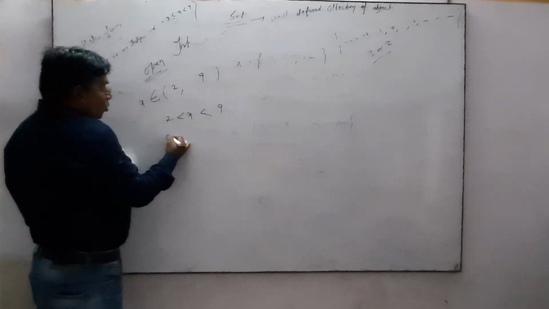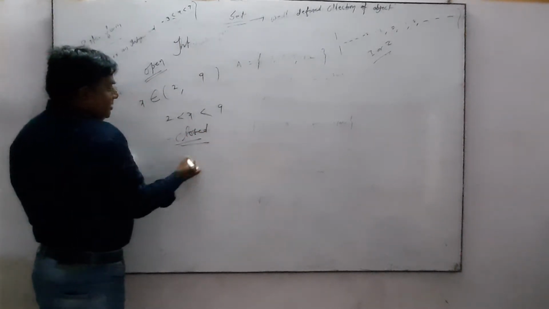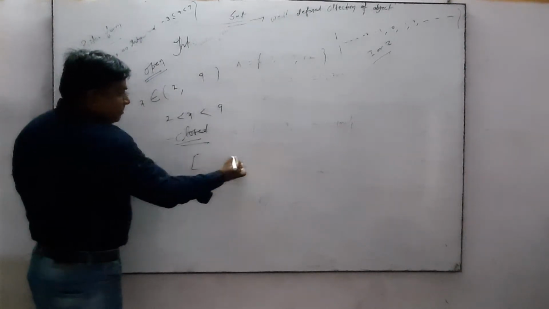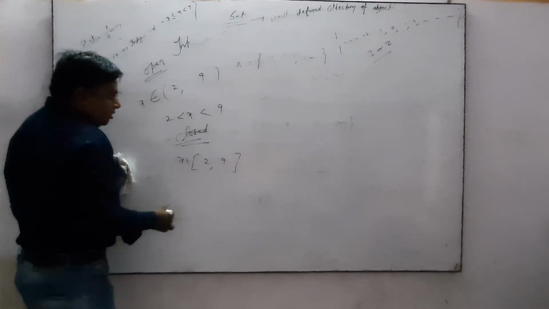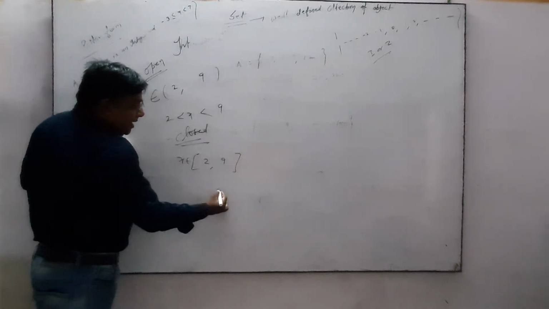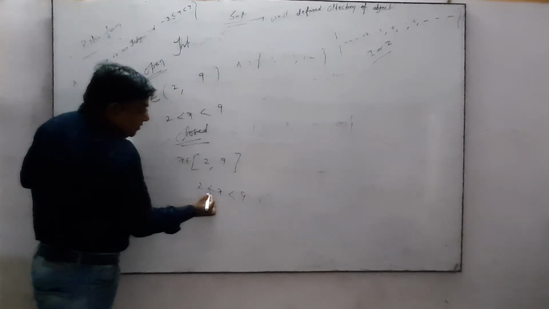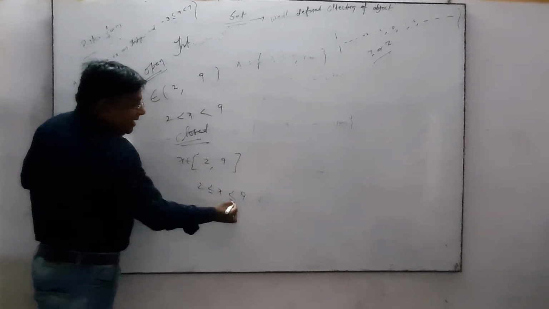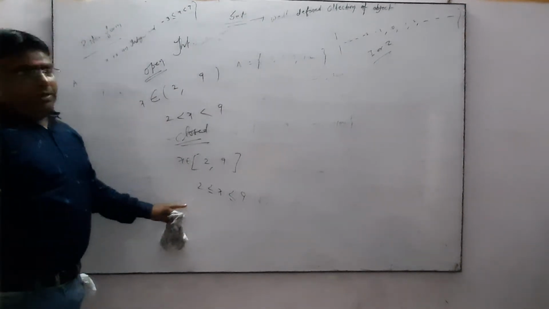But what is the closed interval? Closed interval means denoted by big bracket. For example, x belongs to [2, 9]. So this is the closed interval, that means x is between 2 and 9, but now the value of x starts from 2 and ends at 9. Here 2 and 9 are included, that is a closed interval.